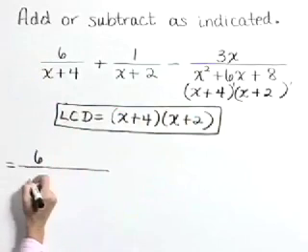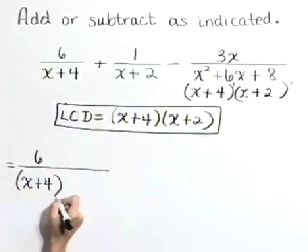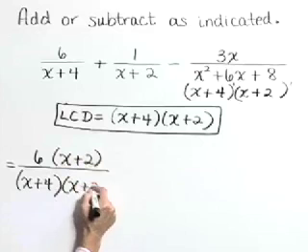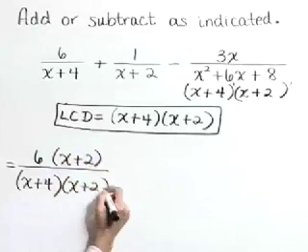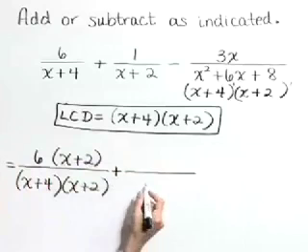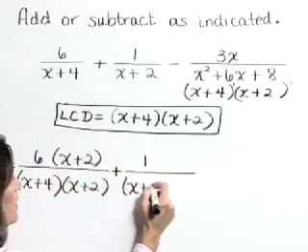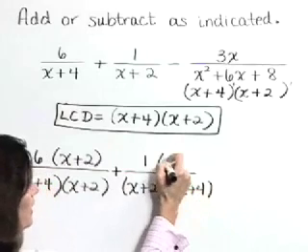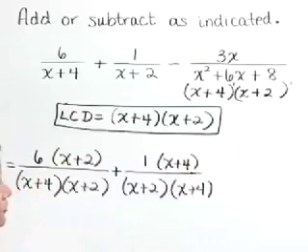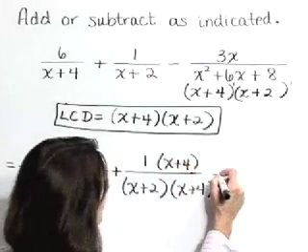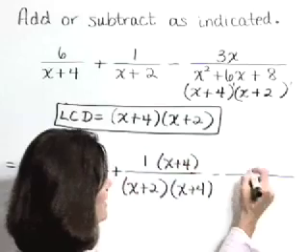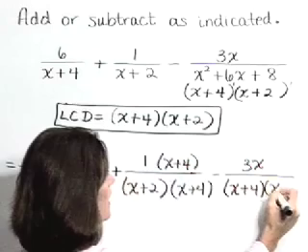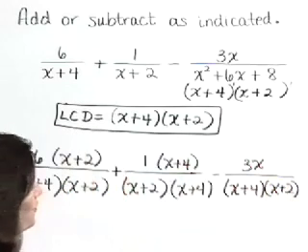Our first rational expression, 6 over x plus 4, we need to multiply both numerator and denominator by x plus 2 to get that desired lowest common denominator. Our second fraction, which is 1 over x plus 2, is missing the x plus 4 factor, so multiply numerator and denominator here by x plus 4. Now that last fraction has the desired denominator, so just write it. It is 3x over x plus 4 times x plus 2.